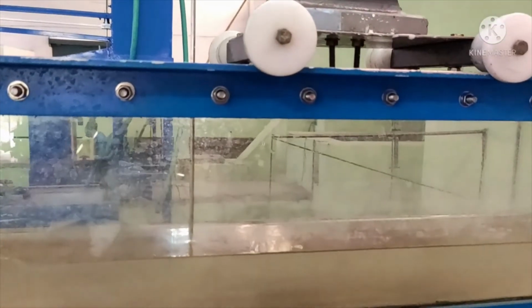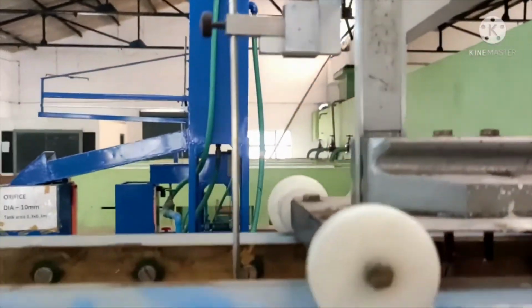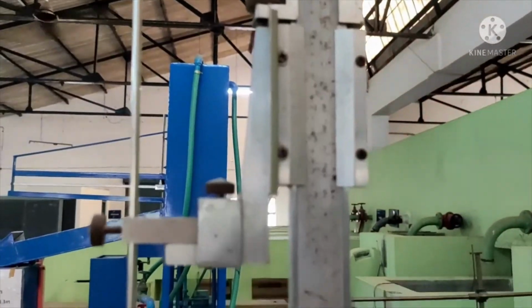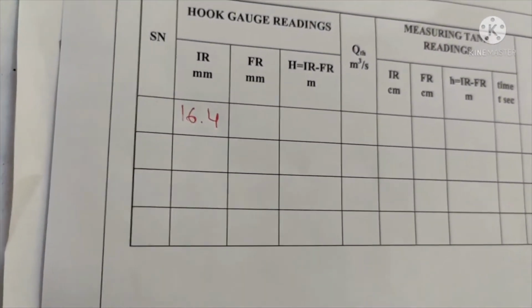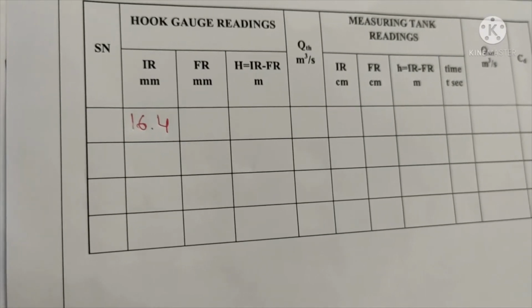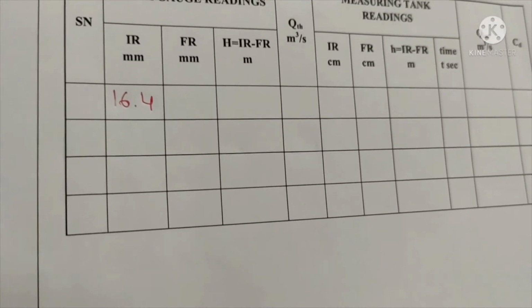Now take the initial reading by adjusting the tip of the pointer to touch the free surface of water. Here we get the initial reading as 16.4. The reading is taken as main scale reading plus CVD into least count.